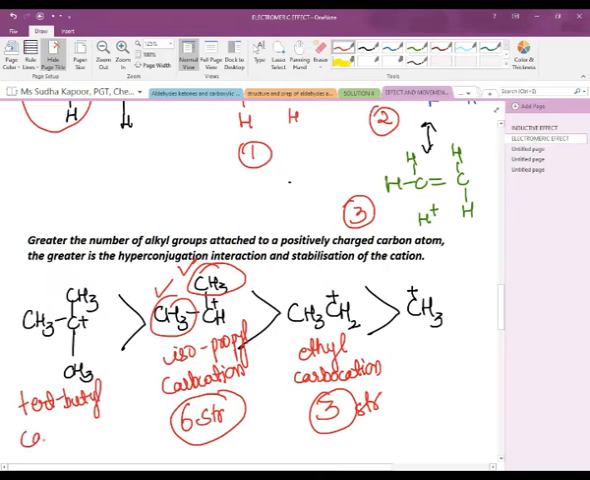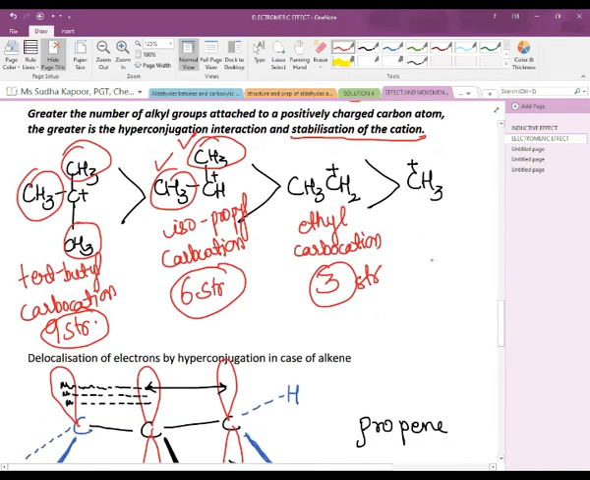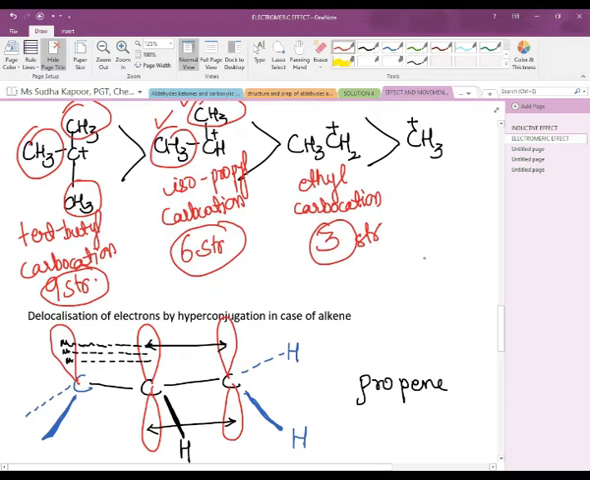Tert butyl carbocation. Now in this case, the 3 CH3 groups, the 3 alkyl groups are present. So if the hyperconjugation takes place, then 9 structures would be possible. And we know that the more the number of hyperconjugative structures, the more is the stabilization of the carbocation. That is why 3-degree carbocation or tert butyl carbocation is the most stable among the 2-degree, 1-degree and the methyl carbocation. Such type of delocalization of electrons by hyperconjugation can also be seen in case of alkenes.